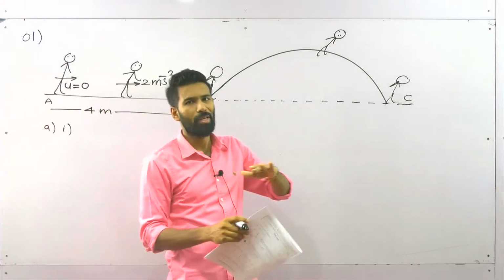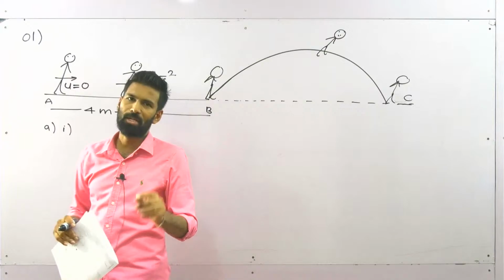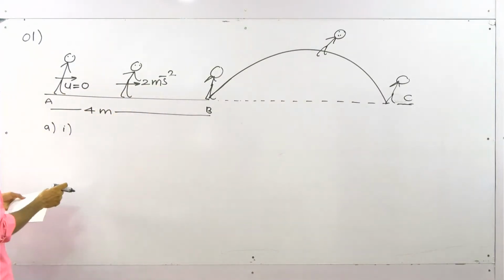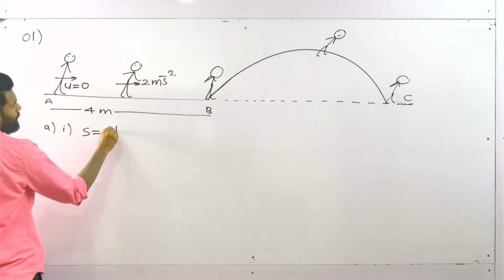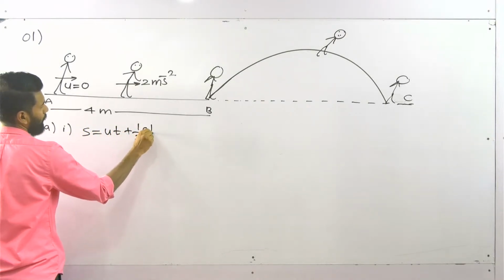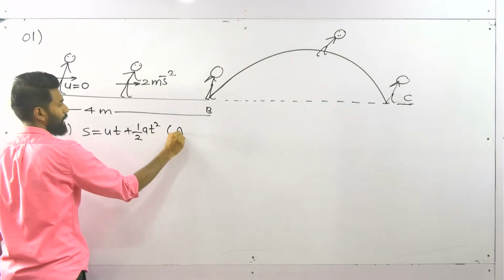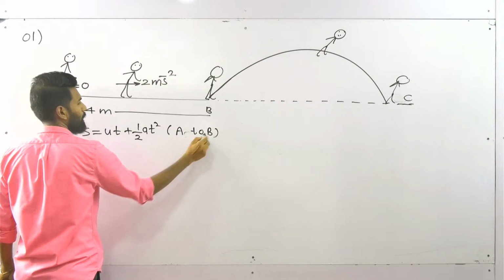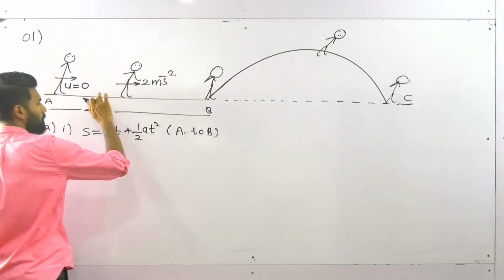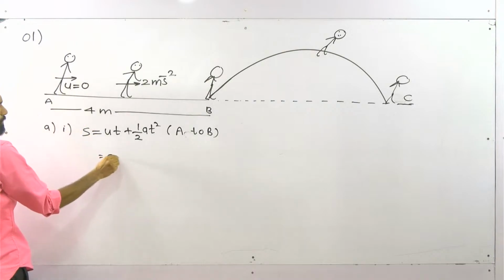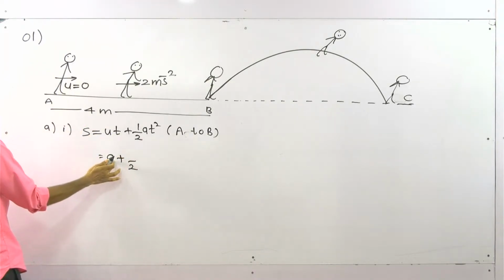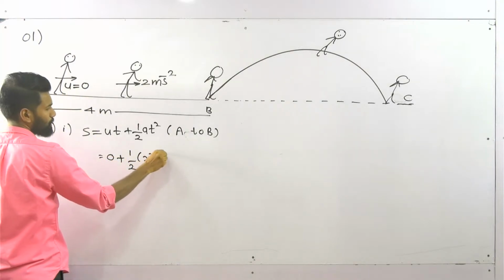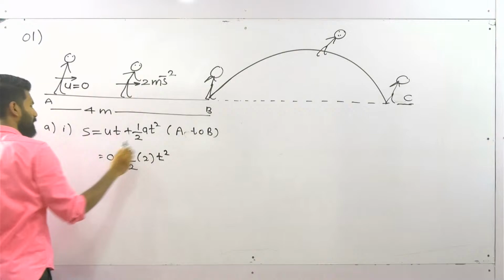Okay, so she is moving in a horizontal line and with a constant acceleration. If she is in a constant acceleration, we can use the equations of motion. So I'm applying S equals ut plus half at square from A to B. You have to mention it. Her initial velocity is 0, so the ut multiplication will be 0 here. Then half acceleration times t square. She has to move a 4 meter displacement.